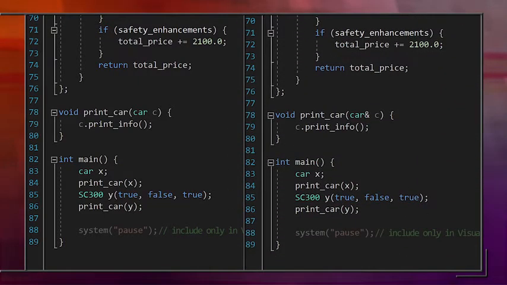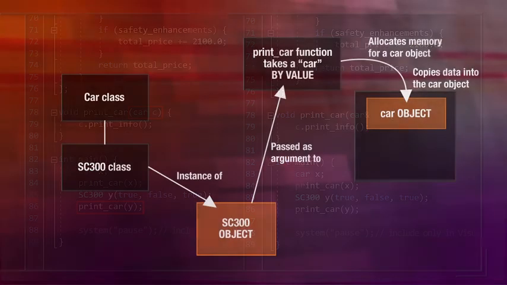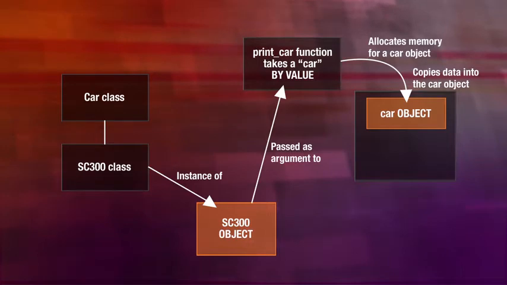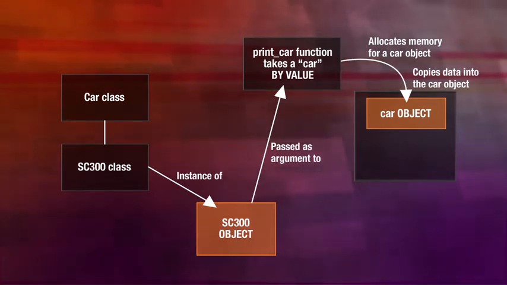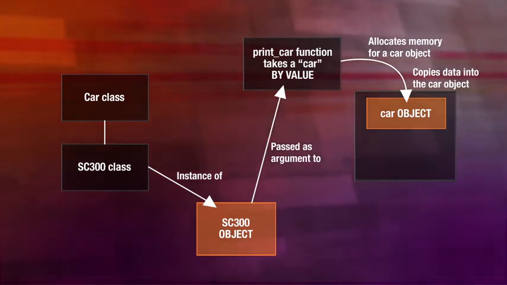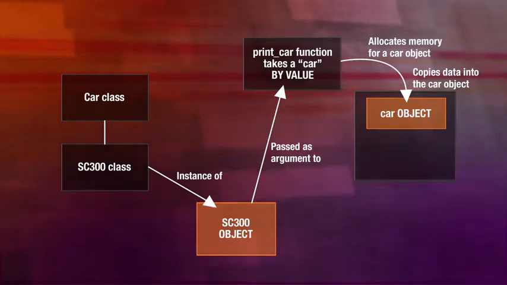Now, on the other hand, if we pass by value, here's what happens. We still have an SC300 defined in the main program that we call printCar on, but now it's a parameter that's passed by value. So when the function is called, there's a space set aside in memory for a car object. Then the values from the argument are copied into the car object that's been allocated. So in this case, that's the base price and the model name, which were defined in the car class, but not the various booleans that indicated which packages were selected.